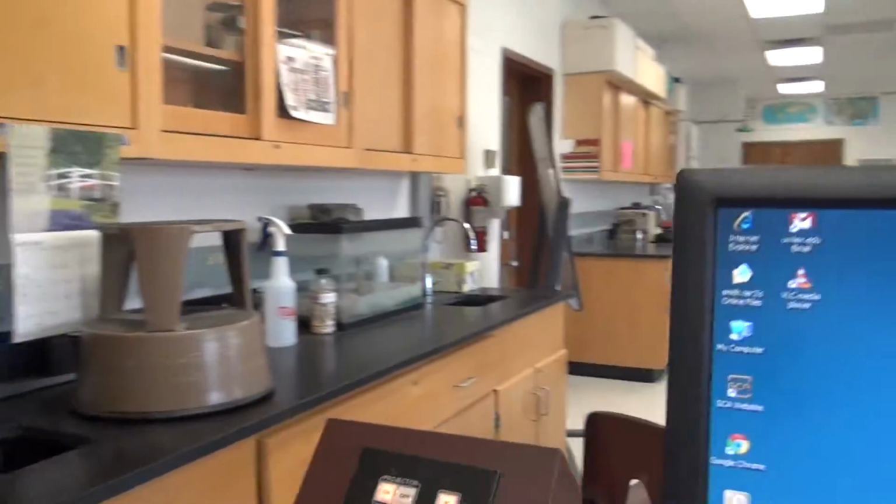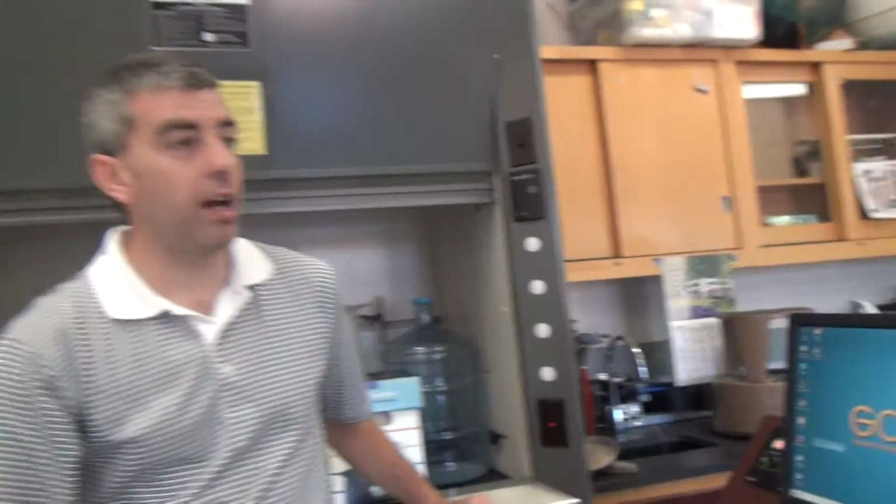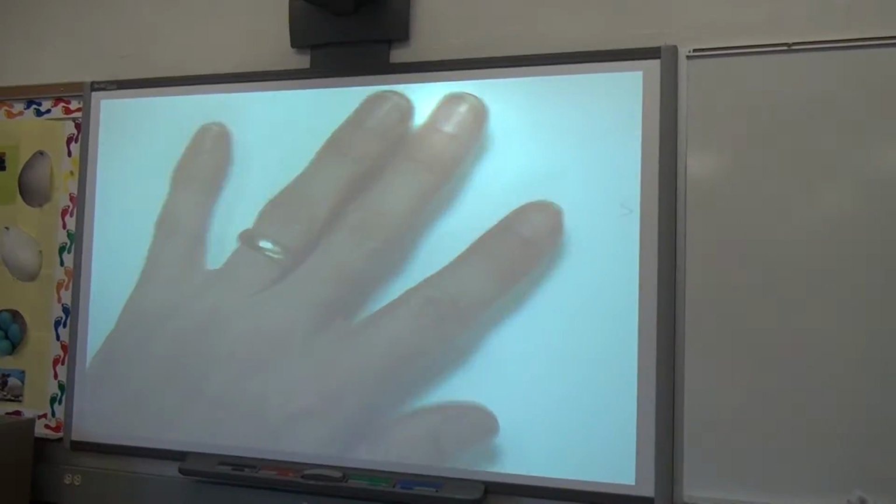Now that the document camera is ready, I come back over to the controller. I hit the button labeled Doc Cam. I wait just a second, and then anything that I do underneath the document camera is going to show up for us on the screen.